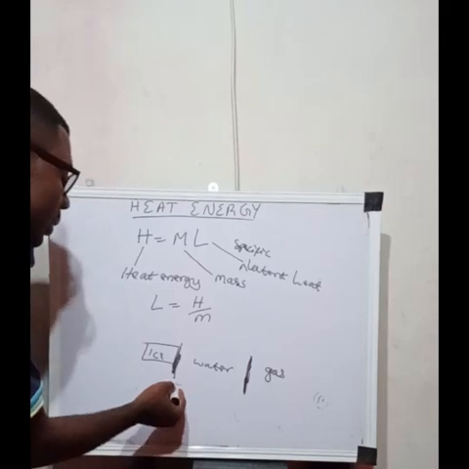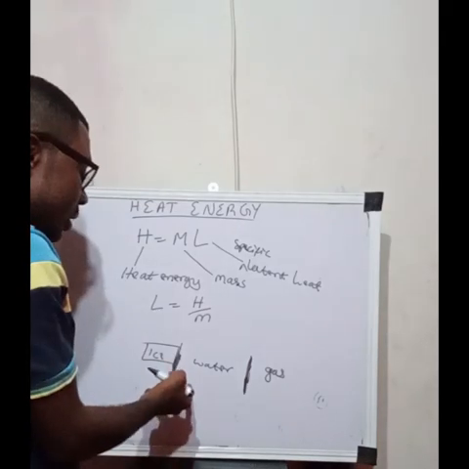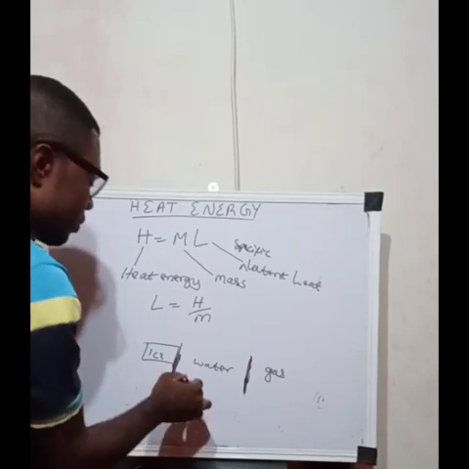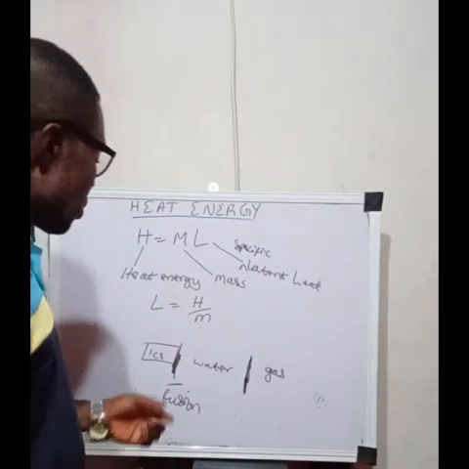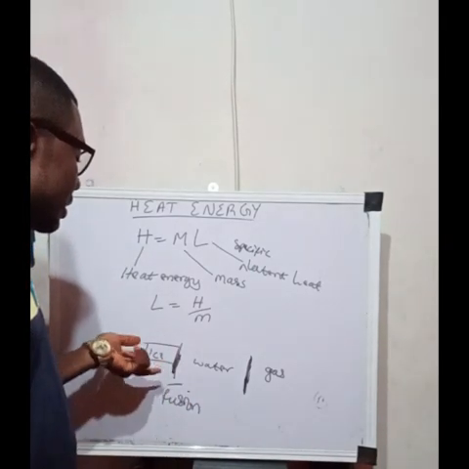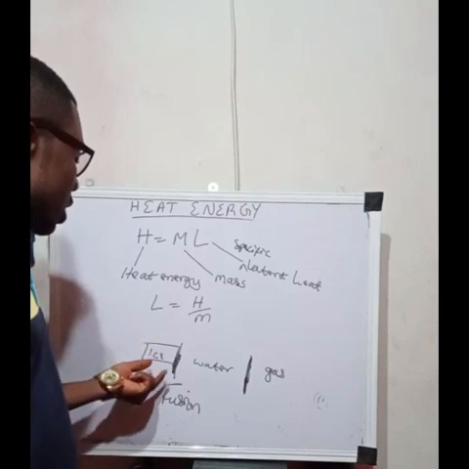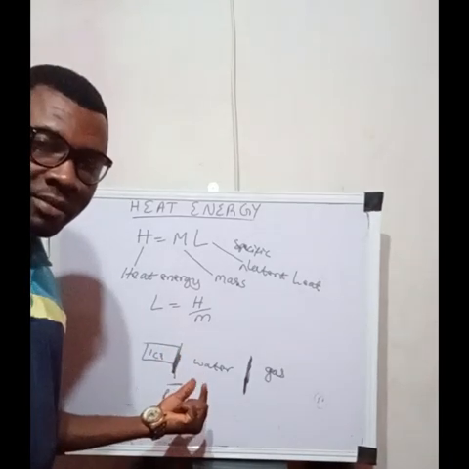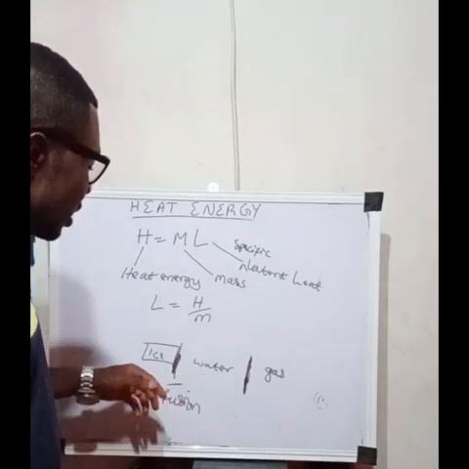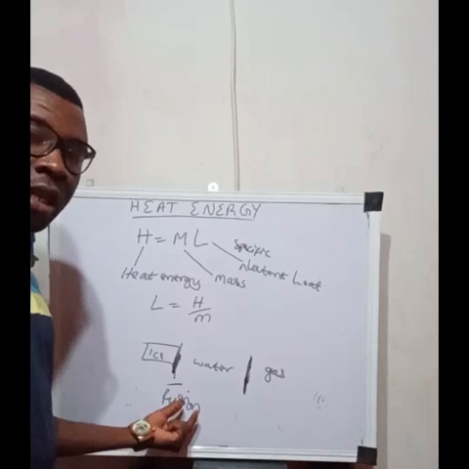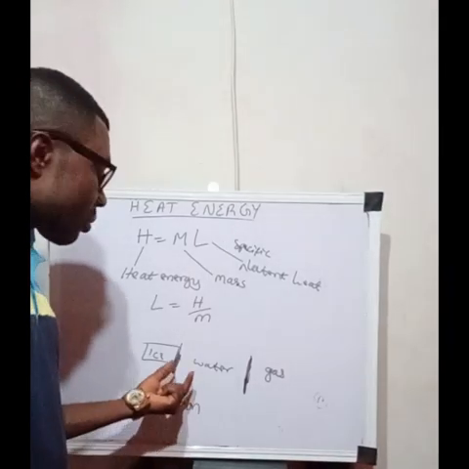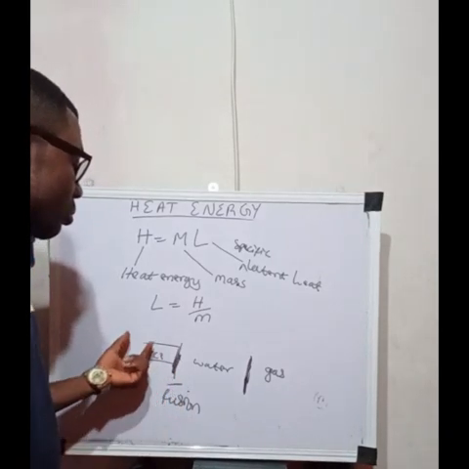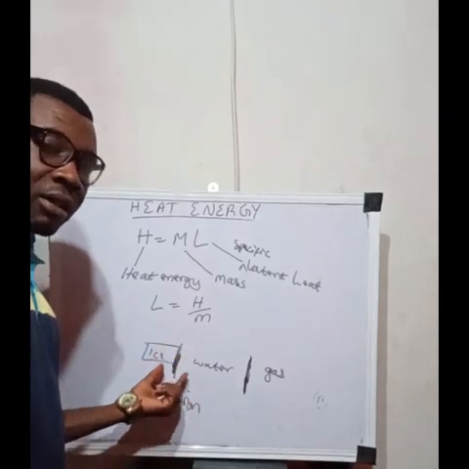The one gained by a body to change from solid to liquid is what you call latent heat of fusion. So we can say latent heat of fusion is the quantity of heat energy gained by a body to change from solid to liquid at its melting point. And that melting point is the constant temperature. I repeat, latent heat of fusion is the quantity of heat gained by a body to change from its solid state to liquid state at its melting point.